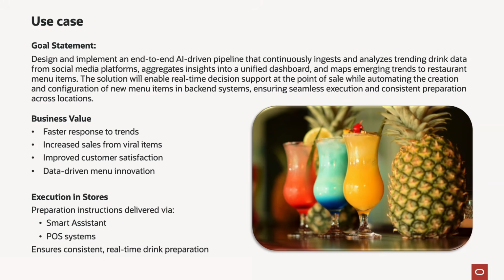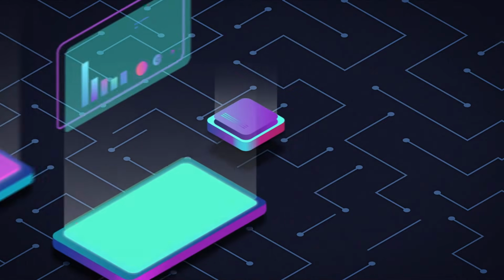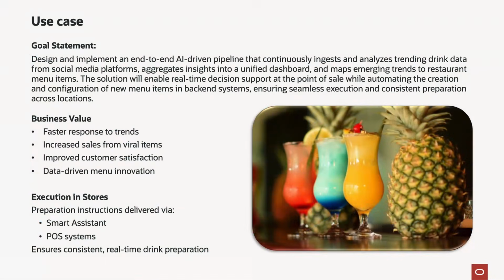Our goal of this project is to build an AI powered pipeline that captures trending drinks from social media and turn them into actionable insights. The system analyzes trends, displays them in a unified dashboard, and maps them to the menu items, helping restaurants make real time decisions at the point of sale. It also automates the creation of new menu items, ensuring consistent execution across all locations.